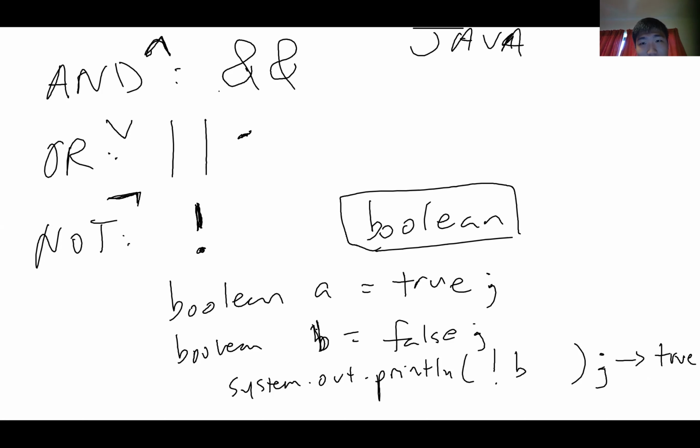Okay, right. So why is this useful, right? It seems sort of useless because everything is just either true or false. But it is useful because in Java you can compare things and it'll have a Boolean value. So you can do int a equals 1, for example.